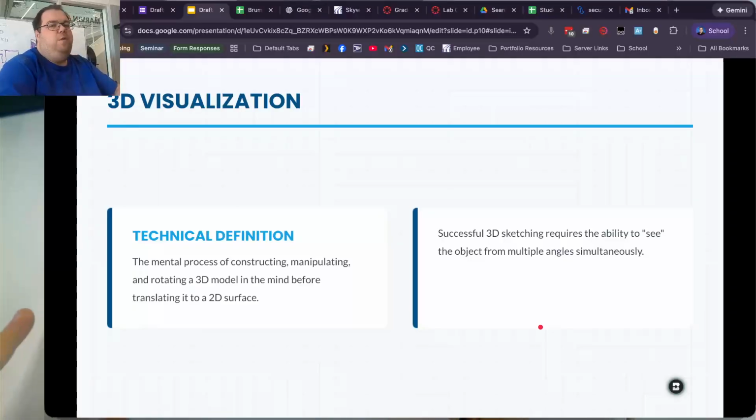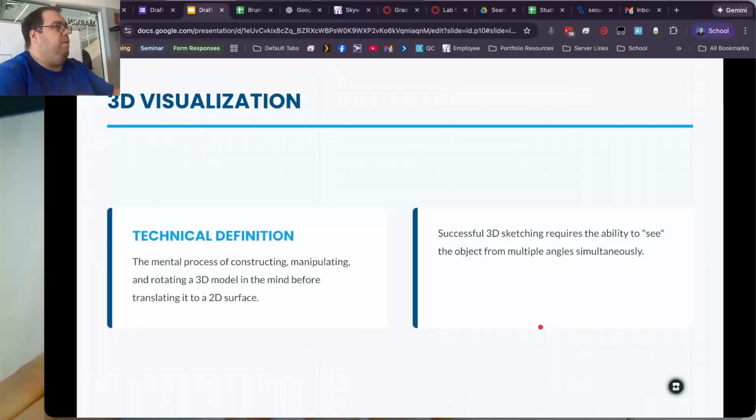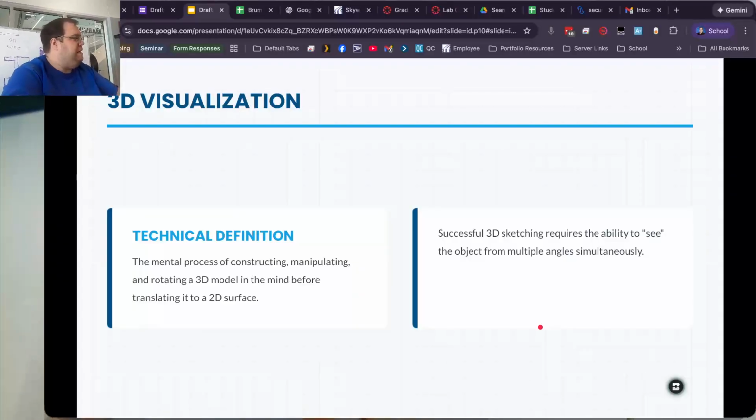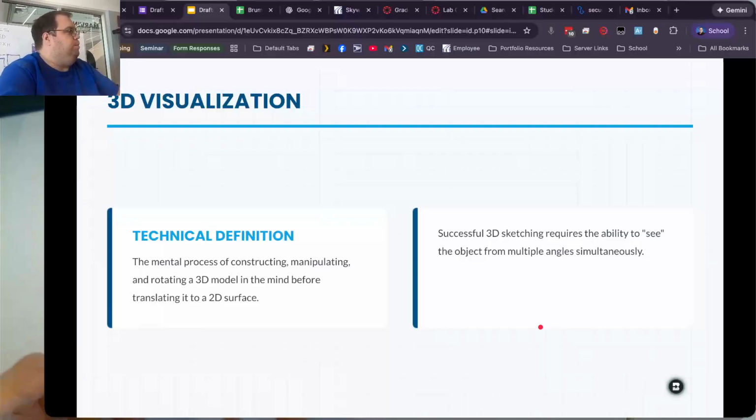It's the same thing with 3D visualization. Some people can literally think about an object, figure out how it fits together in their head, and then translate that to the real world. In the exact same way, some people have no concept of how that happens. They have to physically draw it out, or they have to piece it together in the real world.